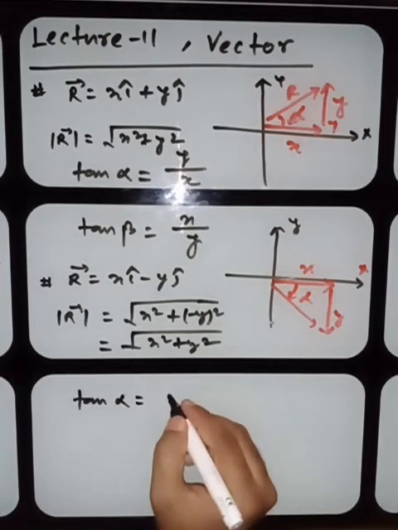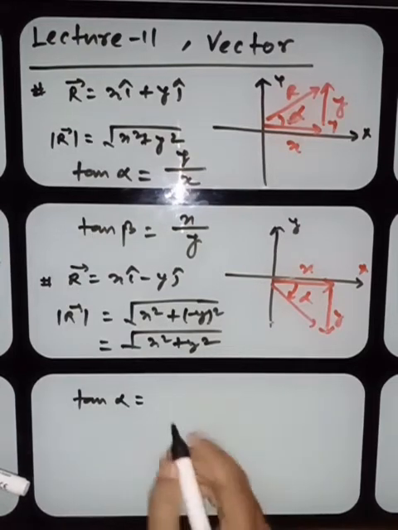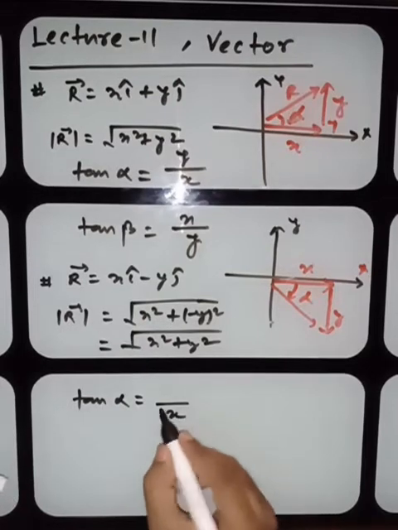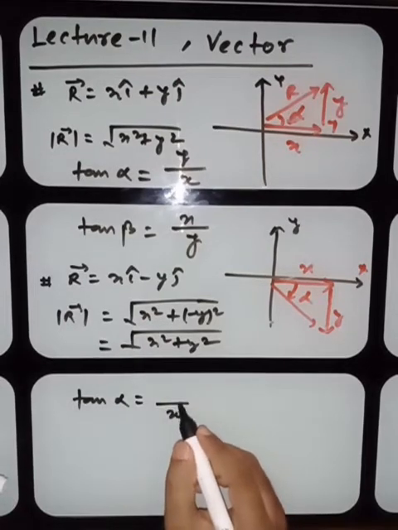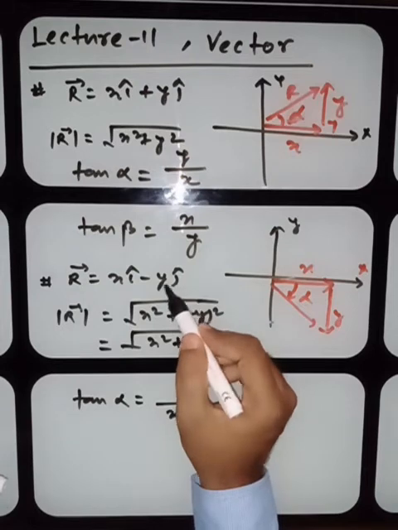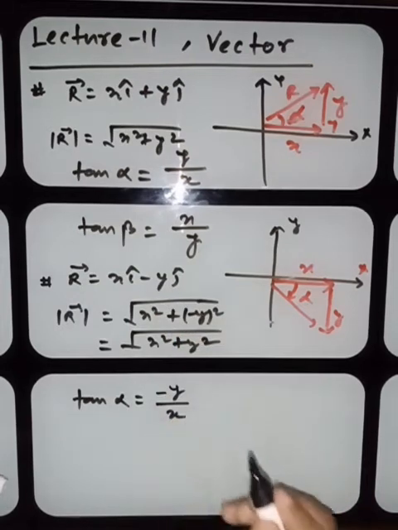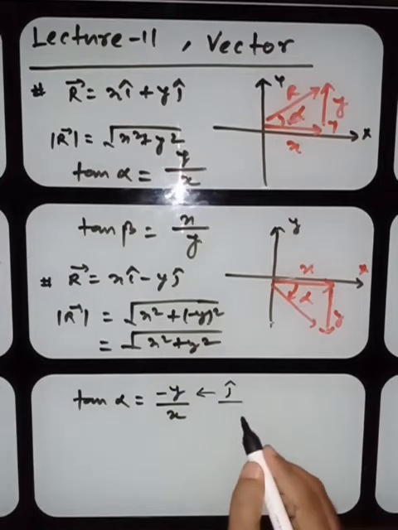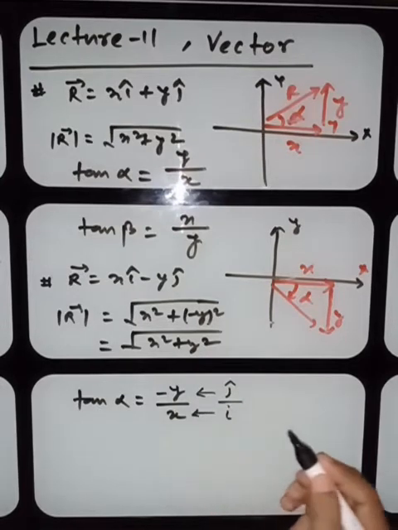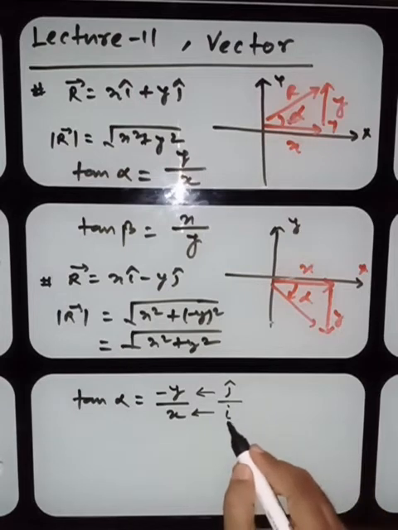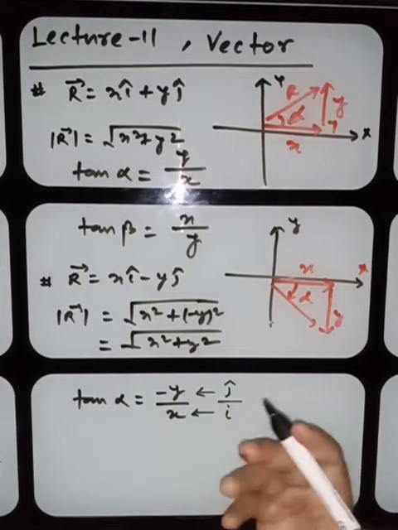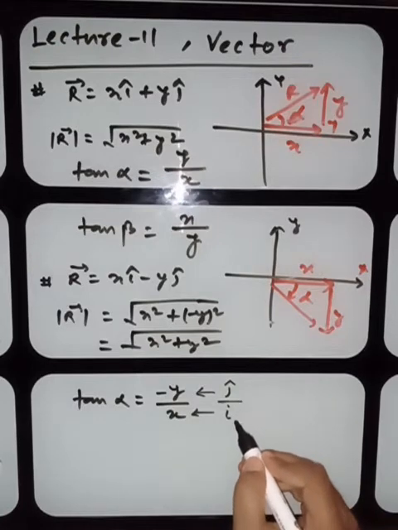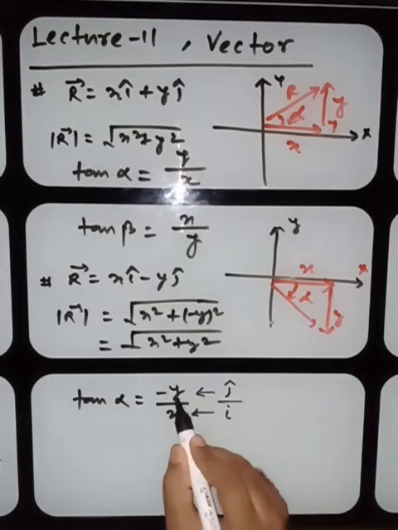What I told you, you have to find the direction with the x-axis, so you will write x below as denominator. Now y by x, but you can see the coefficient of j, it is minus y. Here minus y, you have to write the coefficient of j divided by the coefficient of i. Remember, to find the angle with x-axis, you write the coefficient of j divided by the coefficient of i. If you want to find the angle with y-axis, then you have to write the coefficient of i divided by coefficient of j. Here the coefficient of j is minus y, that's why.